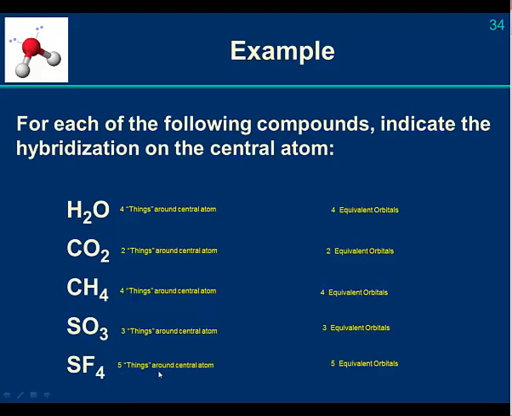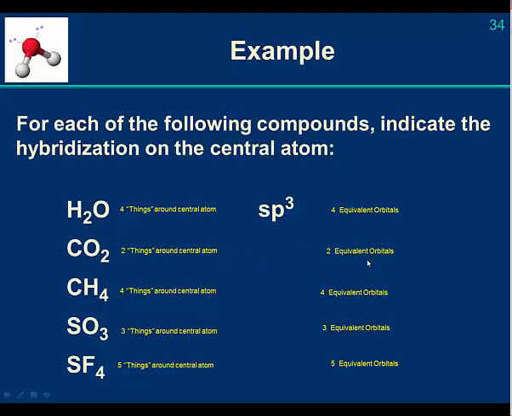And that's 5 things around the central atom. That means that the electron pair geometry of sulfur tetrafluoride is trigonal bipyramidal. I need 5 equivalent orbitals. So let's go back up to water. That's going to be sp3 because I need 4 equivalent orbitals. 1s, 3p. All adds up to 4.